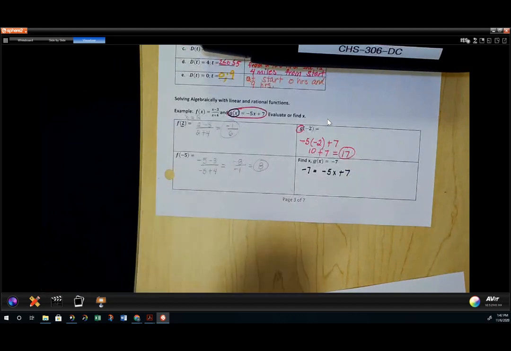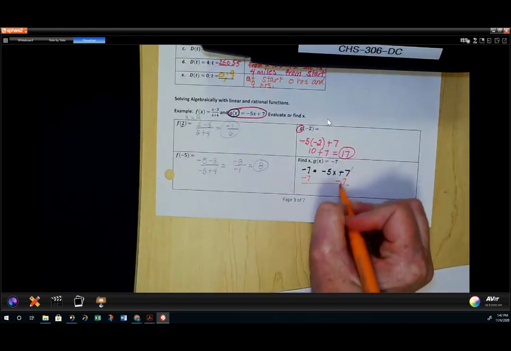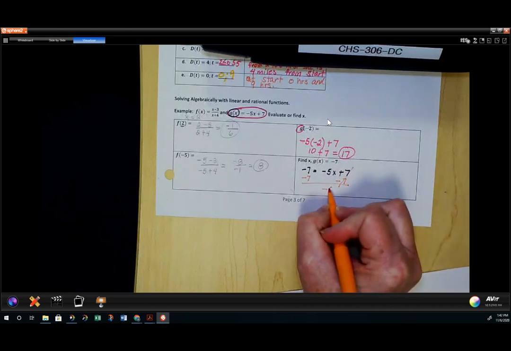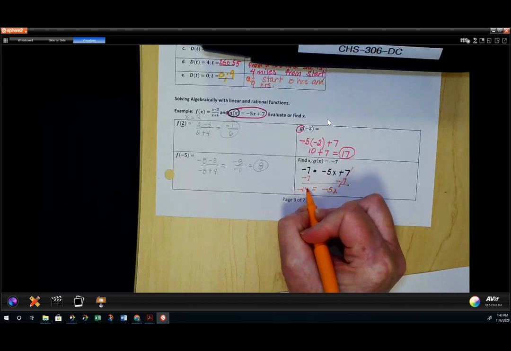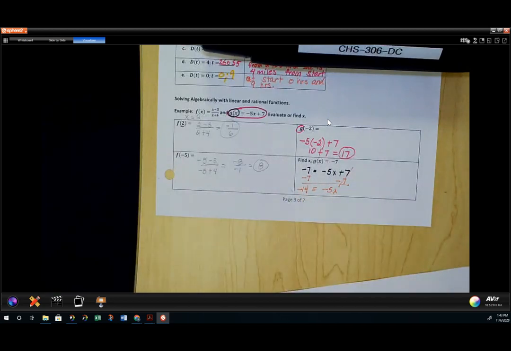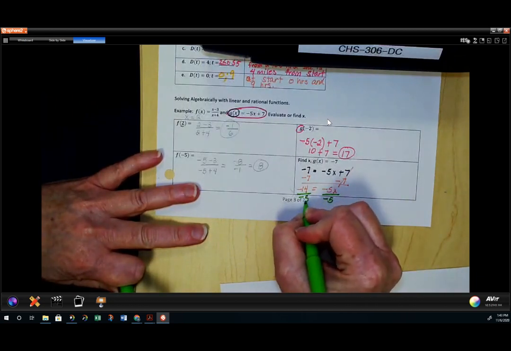So when we go through and solve for x, I'm going to subtract 7 from both sides. That goes away. So I have -5x equals -7 minus 7, which is -14. Then we still have to solve for x, so we're going to divide by -5 on both sides.